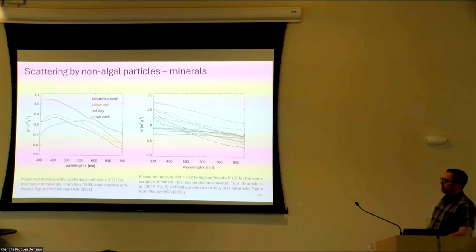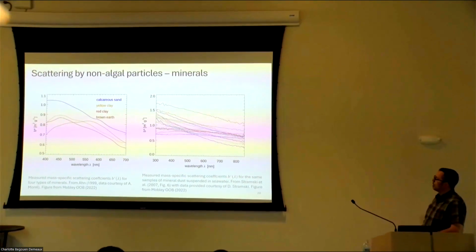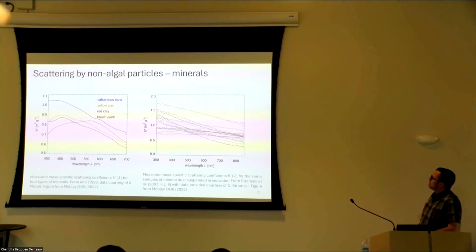Non-algal particles, it could be detritus, could be minerals. I just threw up a couple examples of the scattering as a function of wavelength from non-algal particles, or minerals rather. And see, over here for pure samples you've got some interesting structure, and these are measurements. And then you've got some dust samples that were measured by Stransky over here that seem to have a little less structure, but there's huge variability depending on the type of sediment, or the type of mineral rather. So it's kind of interesting stuff.